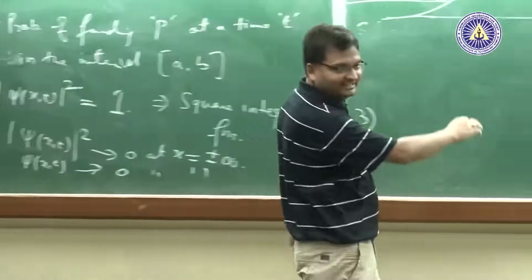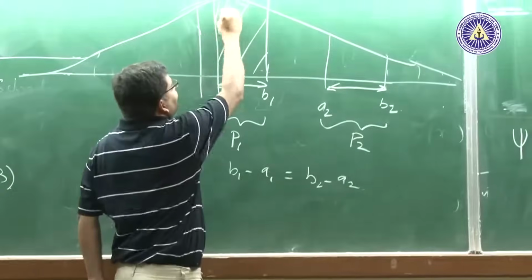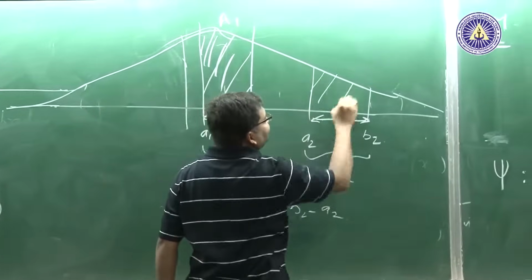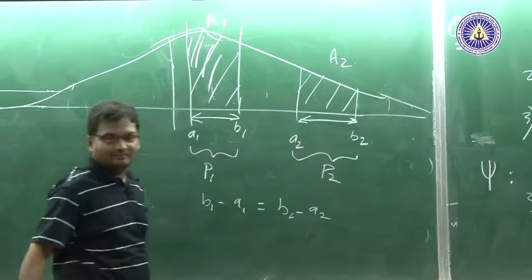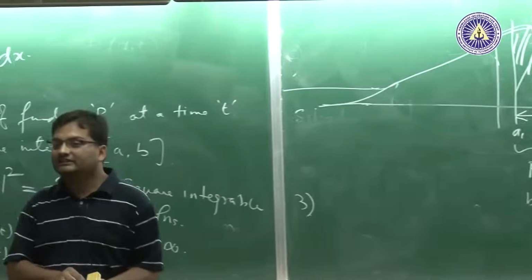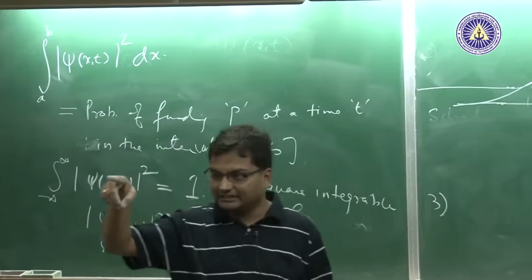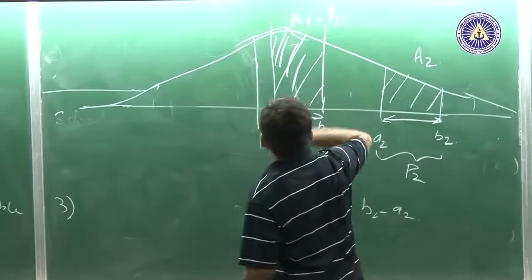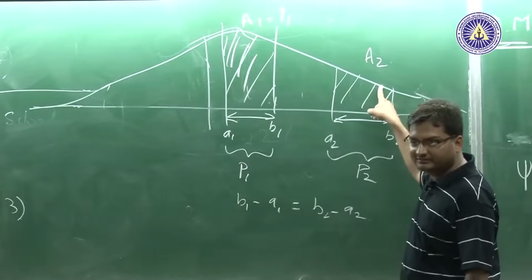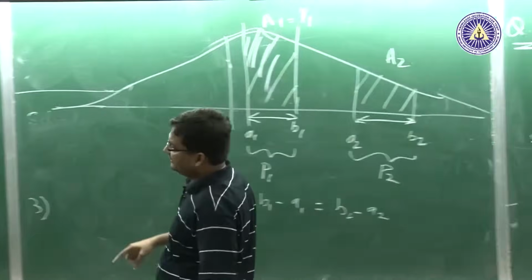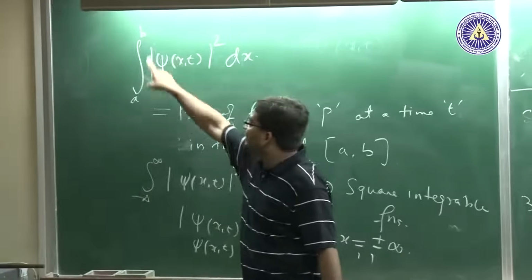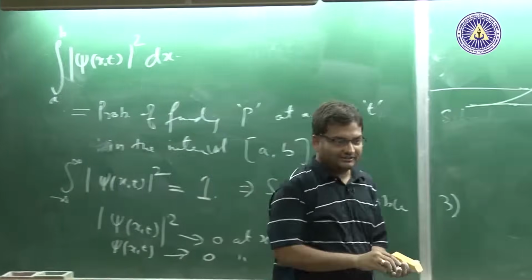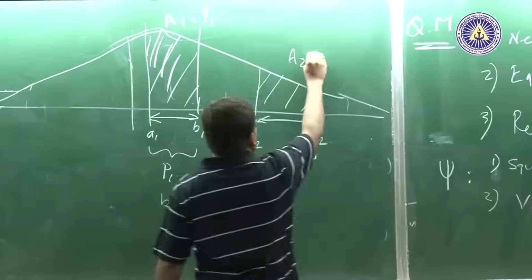See, the probability is just the area under this curve. So, this area is larger, let us call it A1, or this area is larger. Which area is larger? A1 is larger? Okay. Then A1 is equal to P1, right? This is the mod psi square between some A and B. This is the probability of finding the particle between A and B, right? And this A2 is just P2.